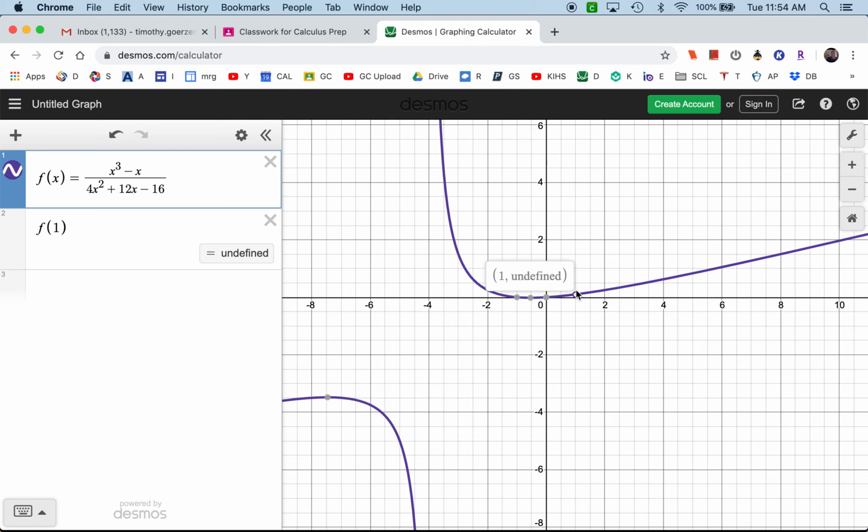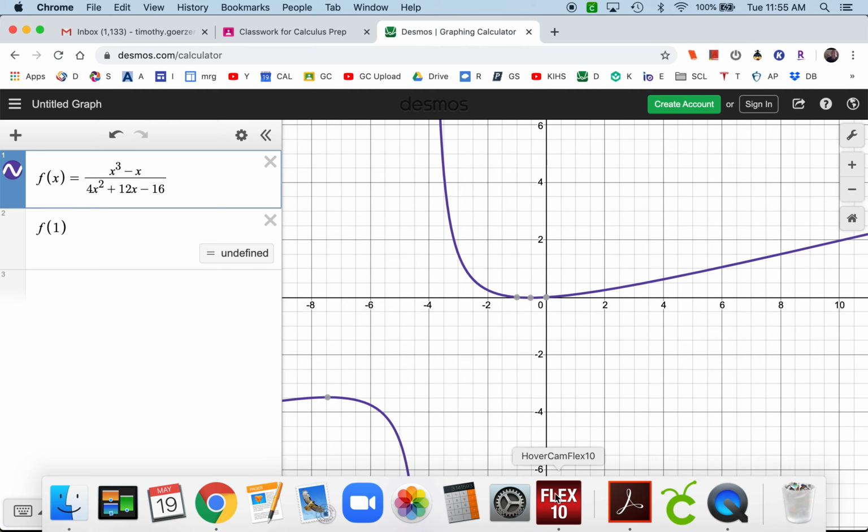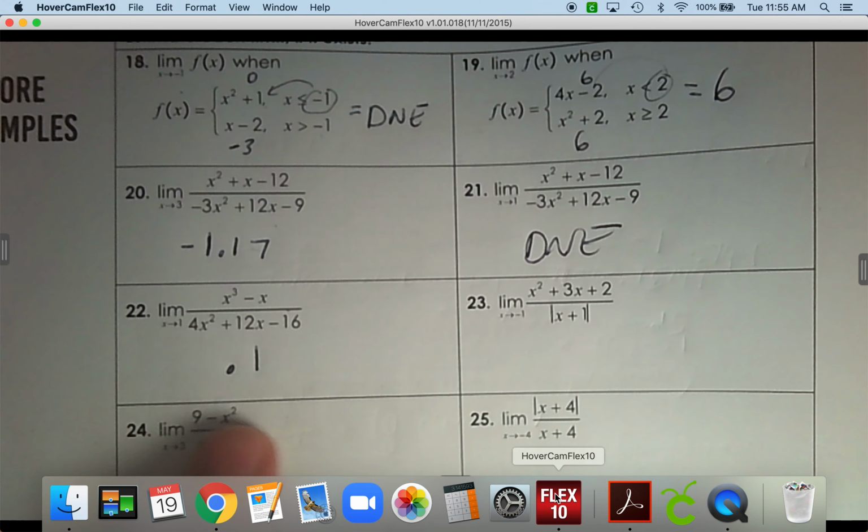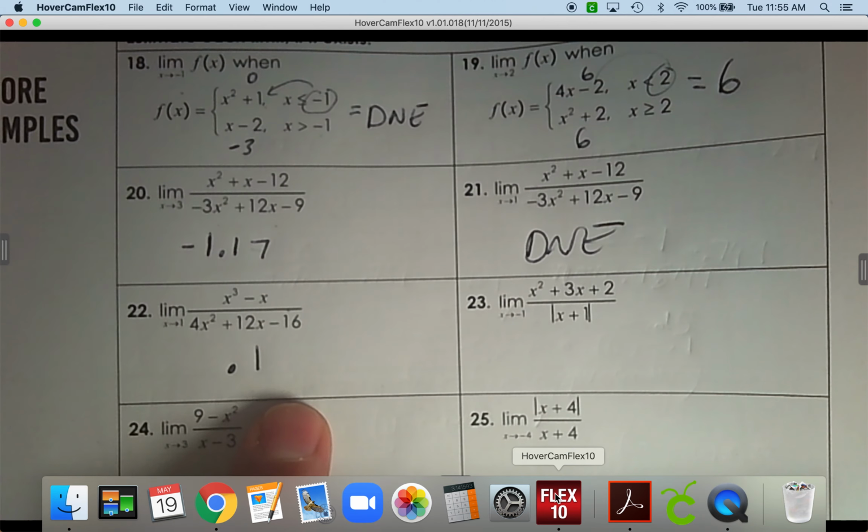Could I round both sides? So like left side and right side. Could I round to 0.1? Just look at the y coordinate. So what is both sides getting closer to? And the answer is 0.1. So we have negative 1.17. It doesn't exist. And 0.1.